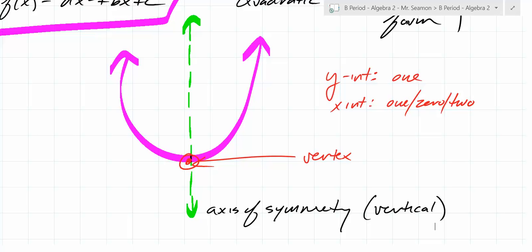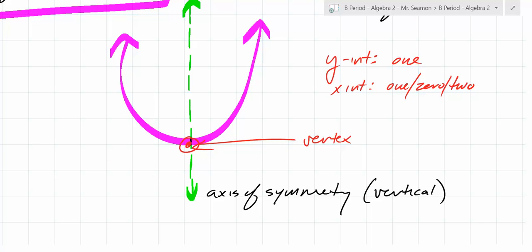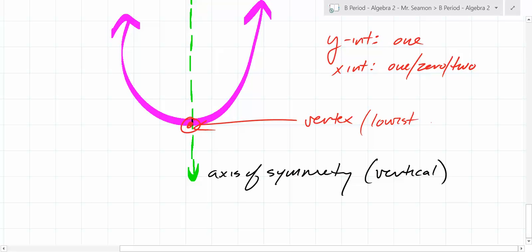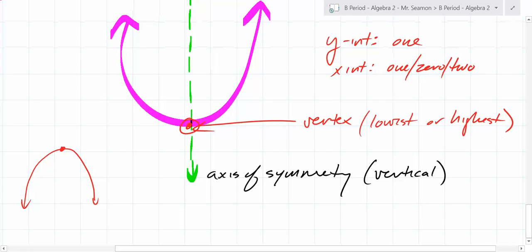So the axis of symmetry passes through the vertex, and on both sides you have the same thing. It's a mirror image of itself. So parabolas can go infinitely up or infinitely down. What do you think the definition of the vertex is? In this case, the vertex is the what point? Is it a high point or a low point? It's the lowest point. And if the parabola is facing down, the vertex is going to be the highest point. Is it possible for a parabola to have both a highest and a lowest point?